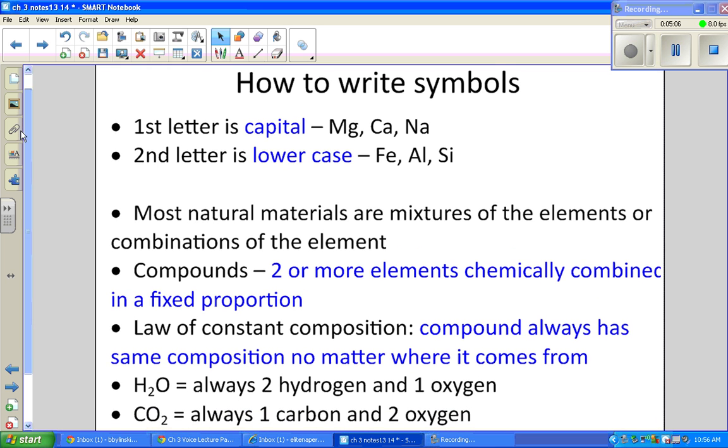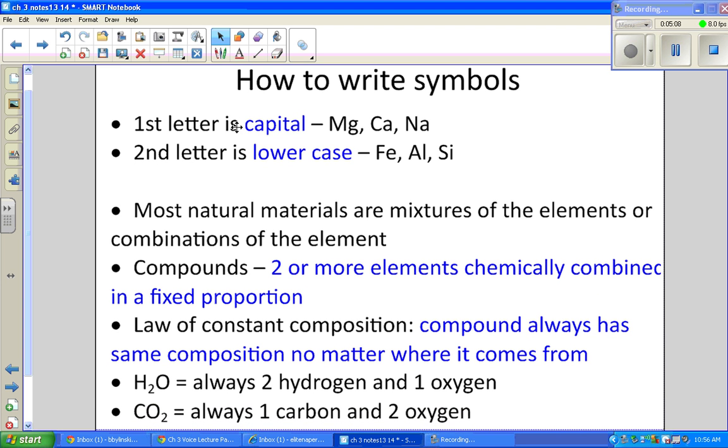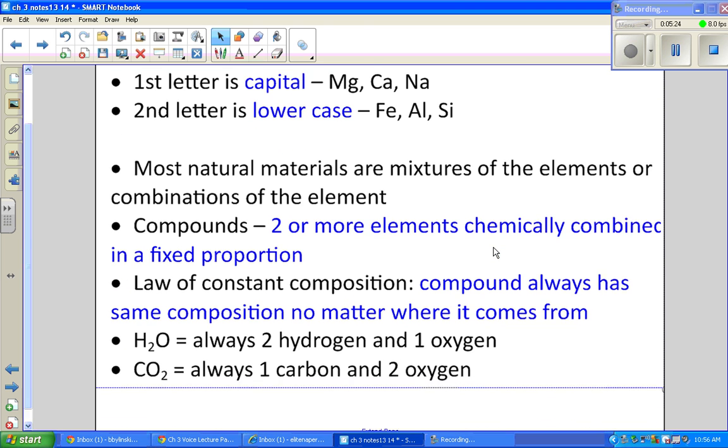Okay, and we'll finish off here with writing symbols. Make sure when you write your element symbols, you use a capital letter for the first letter and a lowercase letter for the second one. So please watch your handwriting. Okay, I will take off points if you don't use a capital and a lowercase letter, so be careful.